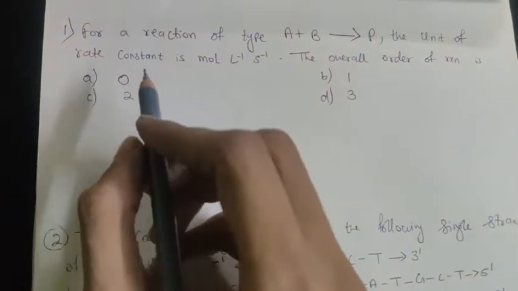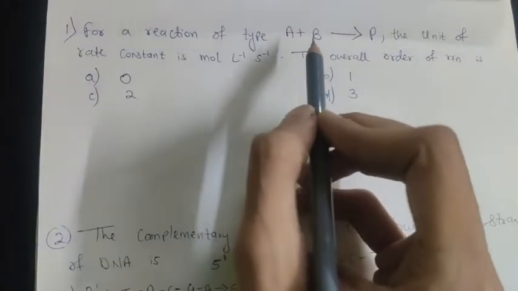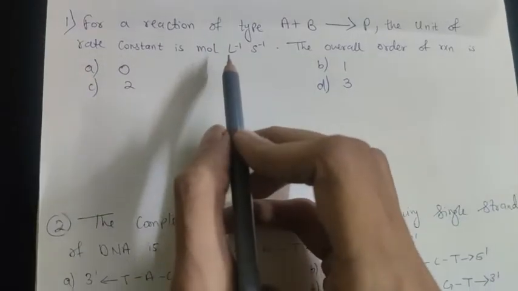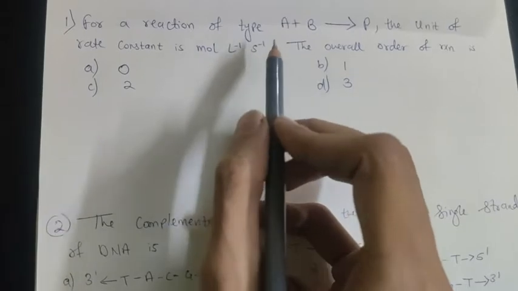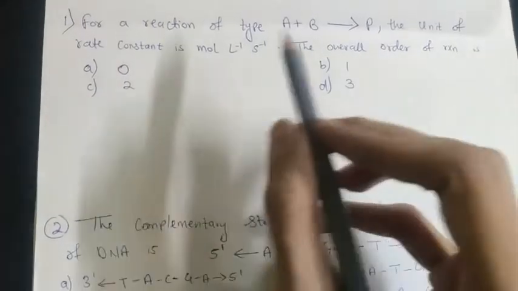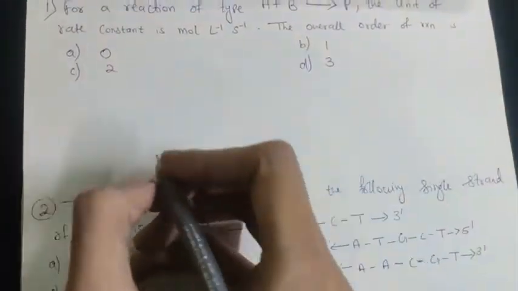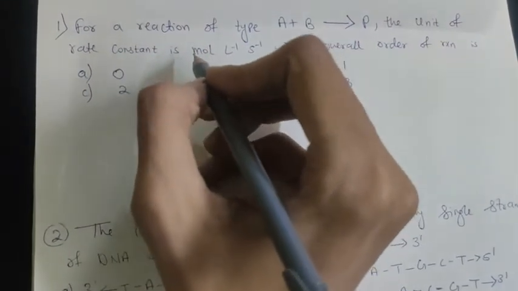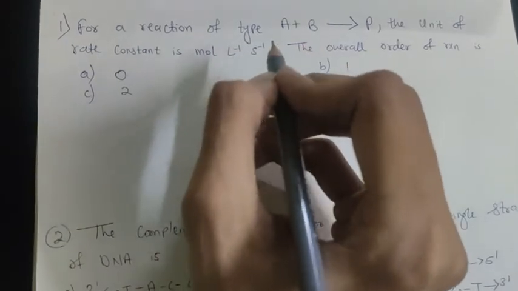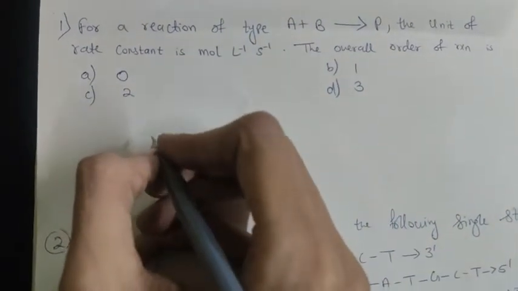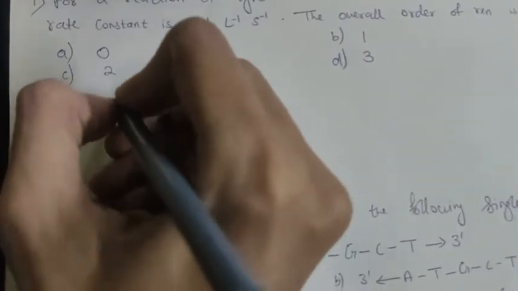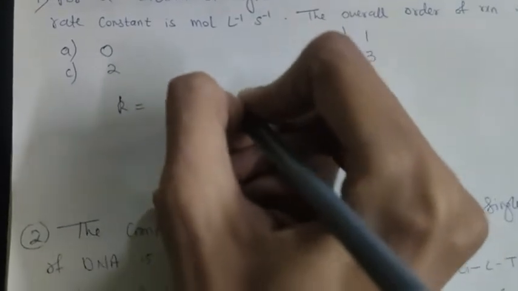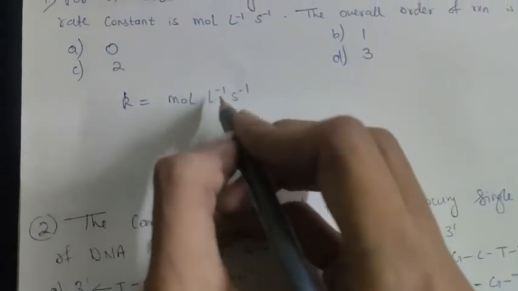The first one says that for a reaction of type A plus B giving product P, the unit of the rate constant is mole liter inverse second inverse. The overall order of the reaction is? So you have been given K, that is the unit of rate constant. You have been given only the rate constant's unit: mole liter inverse second inverse.